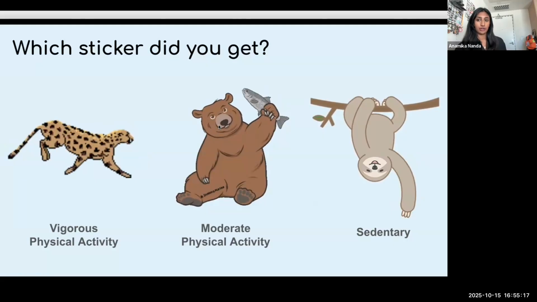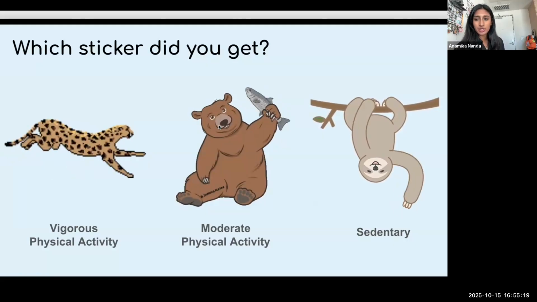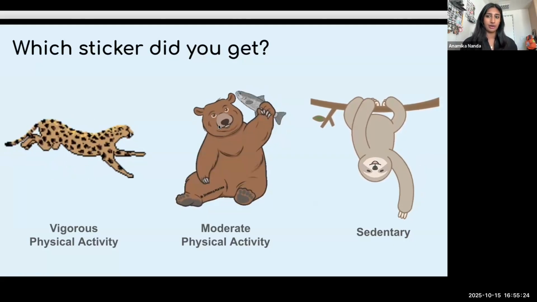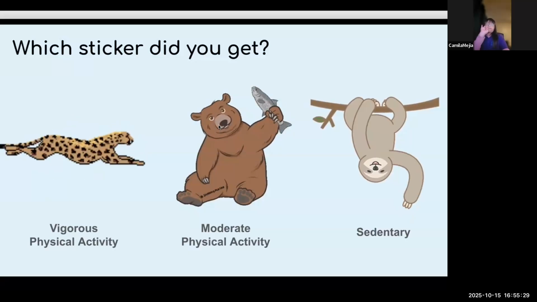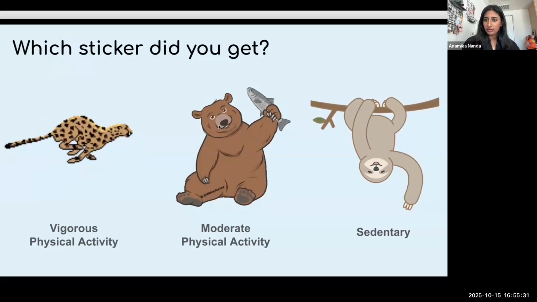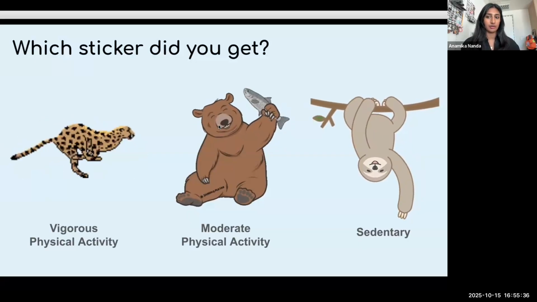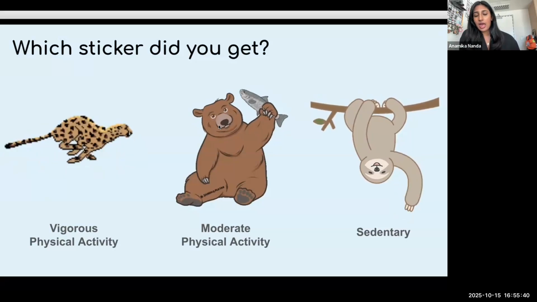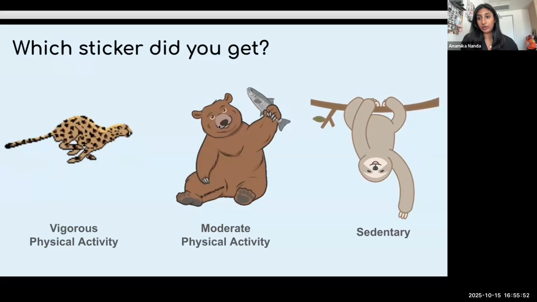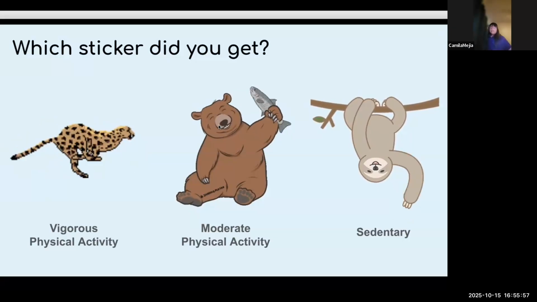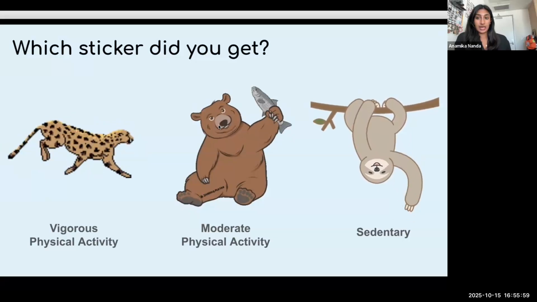Sloths are sedentary. They don't really work out much. They don't even walk too much. Now, a bear, do we think that a bear kind of works out? It sometimes walks. Yep. A little bit, exactly. So we would call that moderate physical activity. So the bear kind of works out. It kind of moves around. It kind of plays. The cheetah specifically runs and is one of the fastest land animals. So we would call that vigorous physical activity because the cheetah is running and working out a lot.